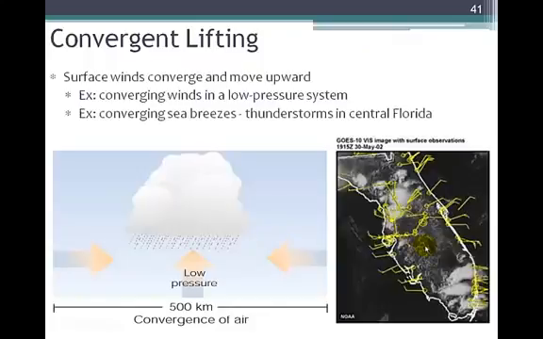Another way to force air to rise is through convergent lifting, convergent uplift. This is when surface winds converge and move upwards. We saw in a previous chapter, if you have low pressure, it causes winds to want to move in. Air wants to move into areas of low pressure, and we have this convergent motion. And once it converges, it has nowhere to go but up. So as it rises, we have cooling air parcels that can cause cloud development and, in fact, thunderstorm development with these low pressure systems. The same dynamics are in play in the peninsula of Florida.